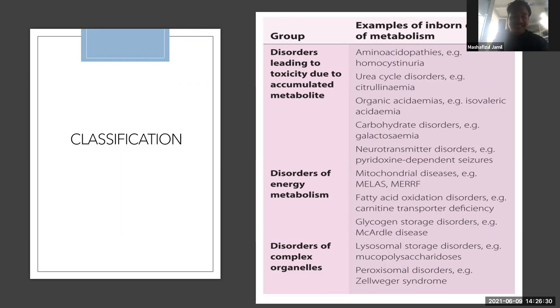MELAS, which is an abbreviation of mitochondrial encephalopathy, lactic acidosis, and stroke-like syndrome, and also the extremely rare MERRF syndrome. Then we have the fatty acid oxidation disorder and glycogen storage disorder. And last one, we have the disorders of the complex organelles, such as lysosomal storage disorder and also peroxisomal disorder.